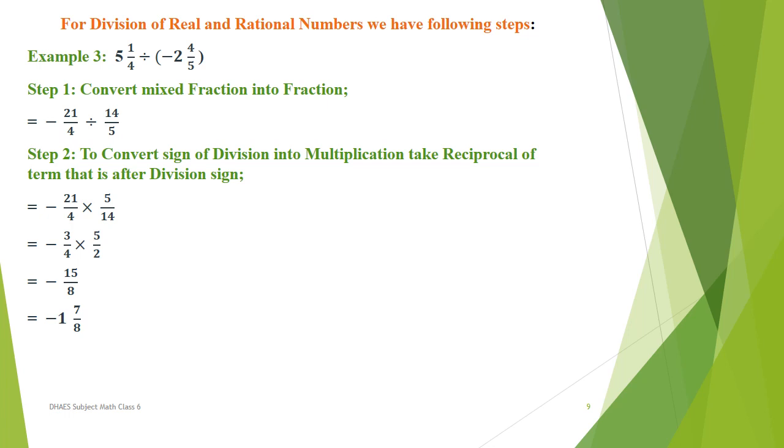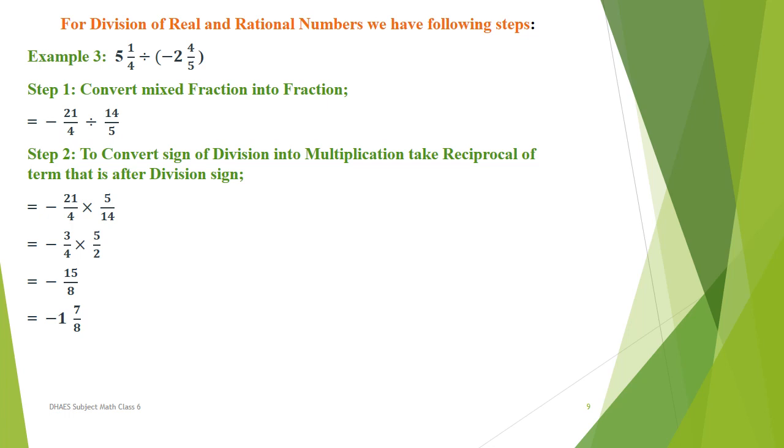To convert division into multiplication, take reciprocal of the term. As we know that if we want to convert divide sign into multiplication sign, we take reciprocal of 14 over 5, and then when we write multiplication sign, it will become 5 over 14. So we write there minus 21 over 4 multiply 5 over 14.